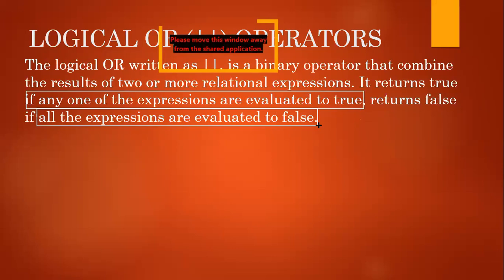So understand, for or, all the expressions have to be false for it to be false, and it will be true even if one expression comes out to be true. So let's look at how the or works.